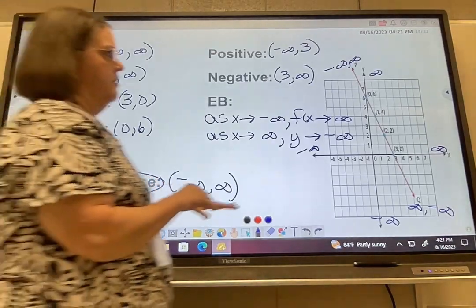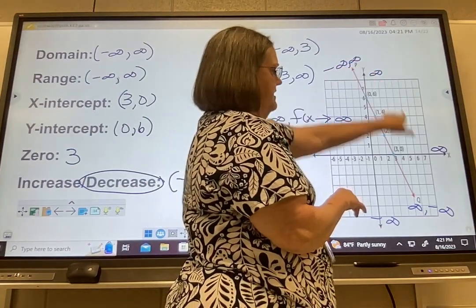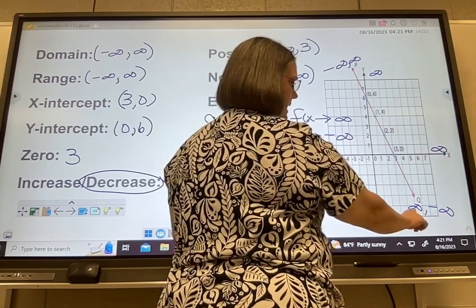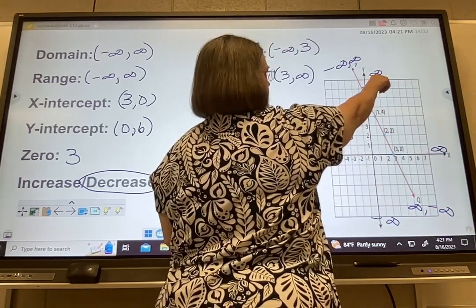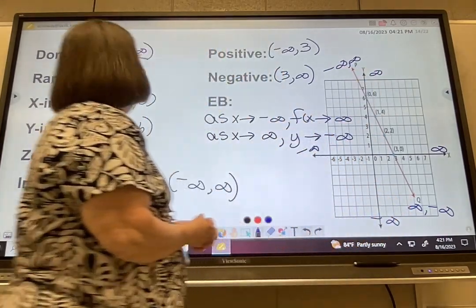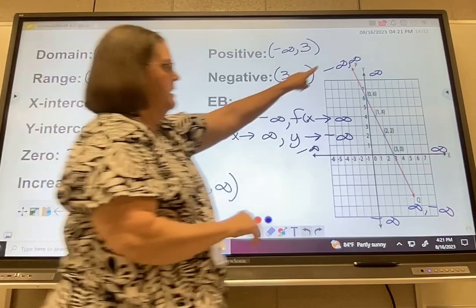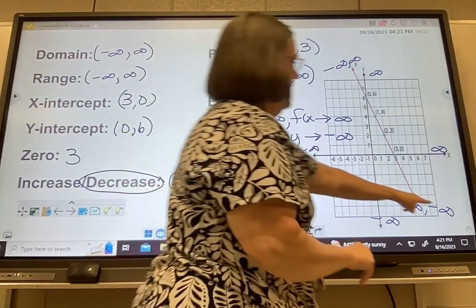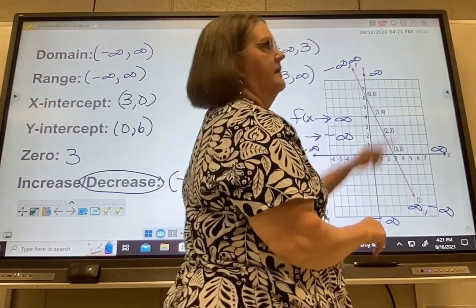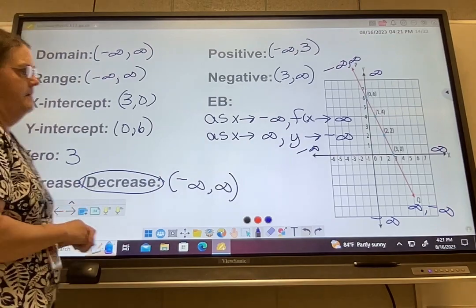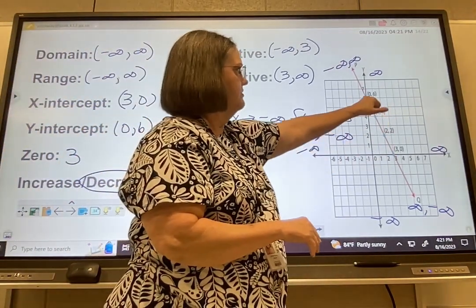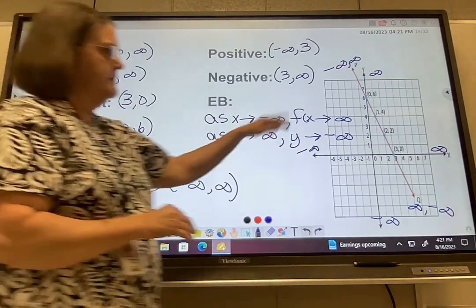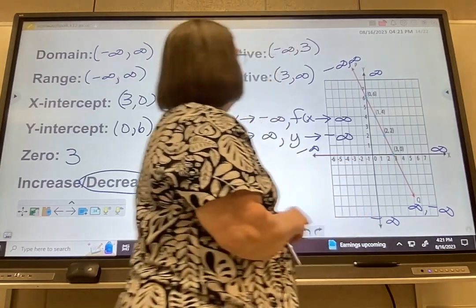All right, let's look at this graph. I began by labeling my negative infinity, infinity, and my infinity, negative infinity. Remember, I get it from here. This is my x, this is my y. And the other points are labeled. So my domain stretches from negative infinity all the way to infinity. My range goes from negative infinity all the way to infinity. That's my y's. My x-intercept is this point, 3, 0. My y-intercept is the point 0, 6.